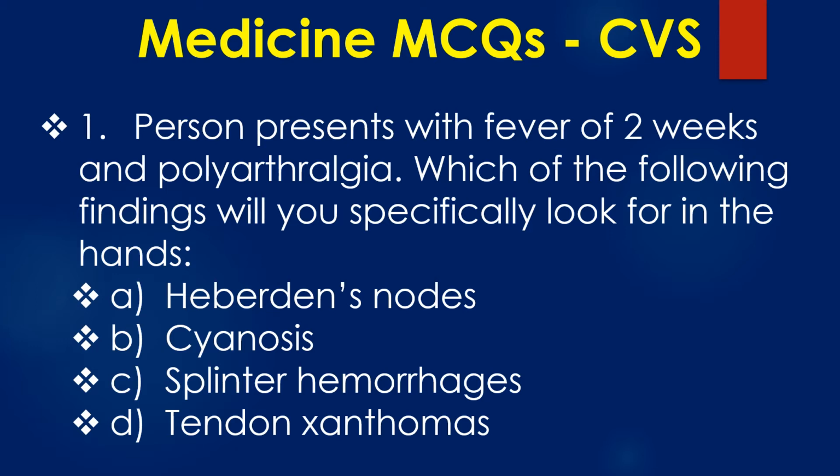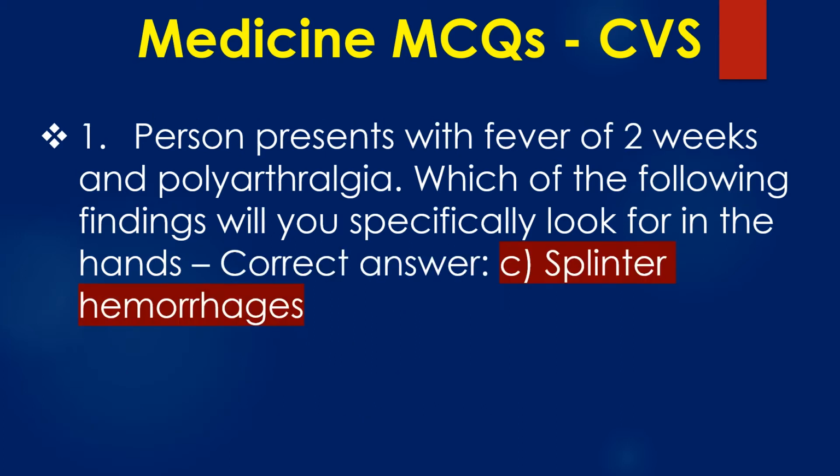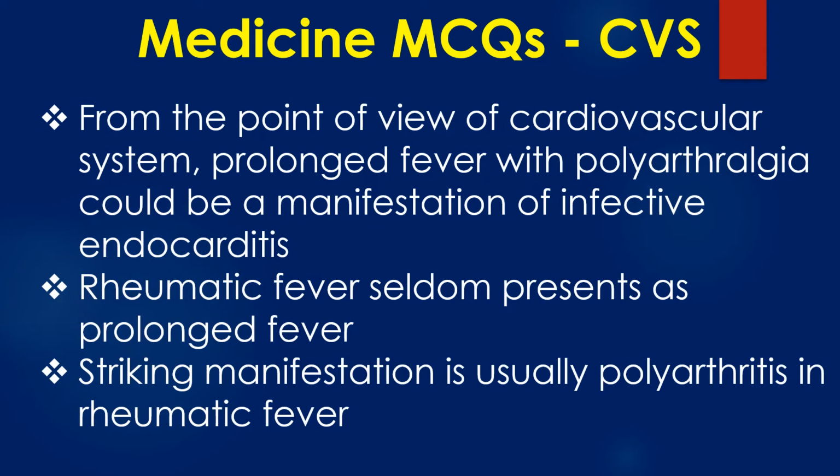A. Hubbard's nodes. B. Cyanosis. C. Splinter hemorrhages. D. Tendon xanthomas. Correct answer C. Splinter hemorrhages. From the point of view of the cardiovascular system, prolonged fever with polyarthralgia could be a manifestation of infective endocarditis.